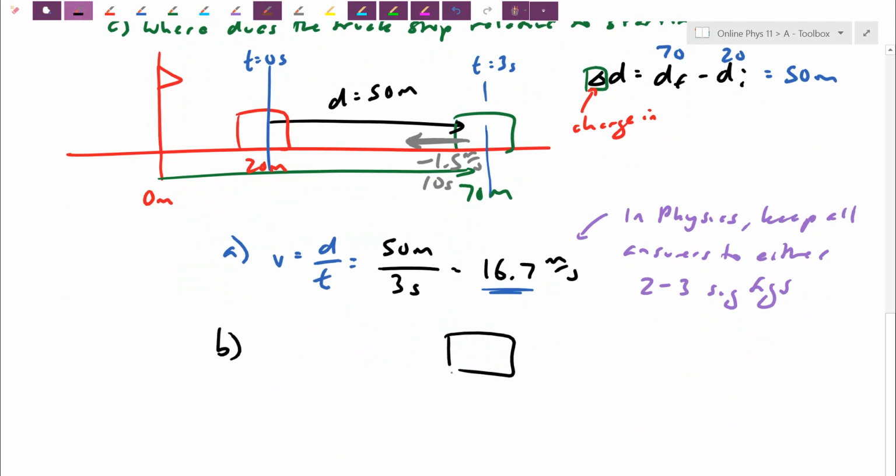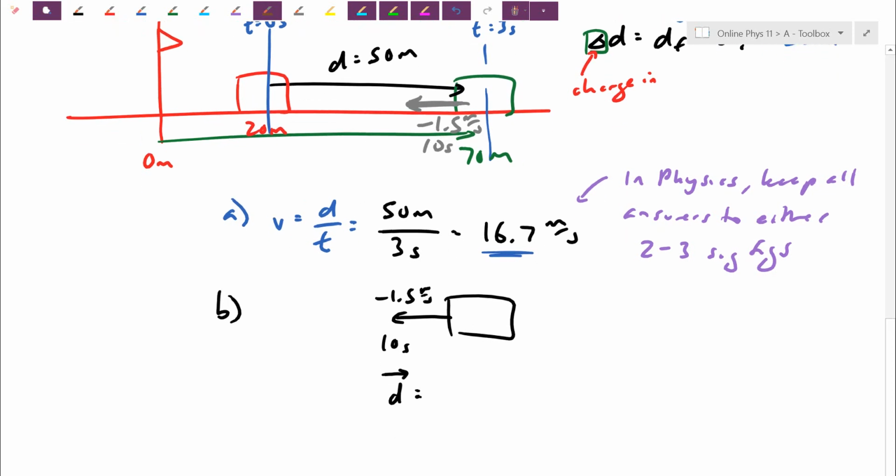Let's say here's the truck. It's heading backwards. That's why I have my negative 1.5. It's doing that for 10 seconds. What's the displacement just for that second part?